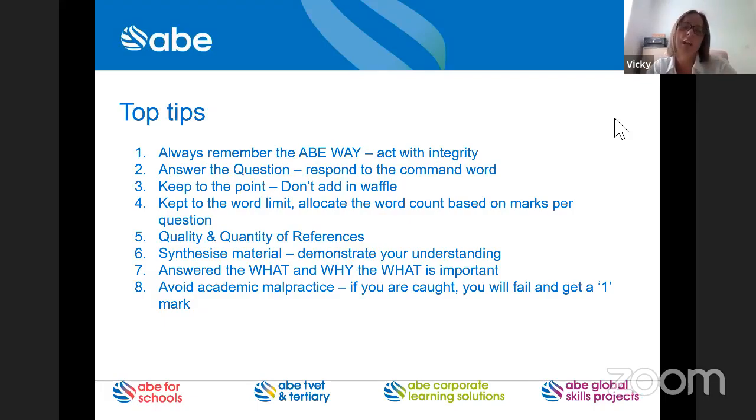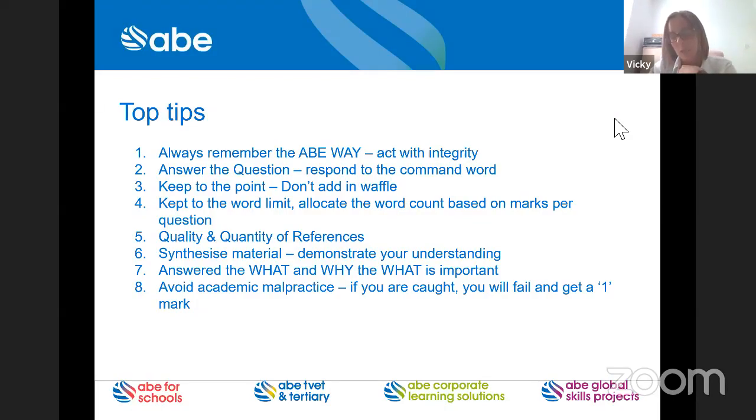We haven't mentioned yet the ABE way, but I think everything that Simon and I have been talking about is born out of a set of principles that we follow at ABE. The ABE way has been developed because of our students and our centres and the way that, generally speaking, they conduct themselves. One of the key principles is acting with integrity. So everything we've tried to do today is to help students and centres embed integrity into everything that they do.